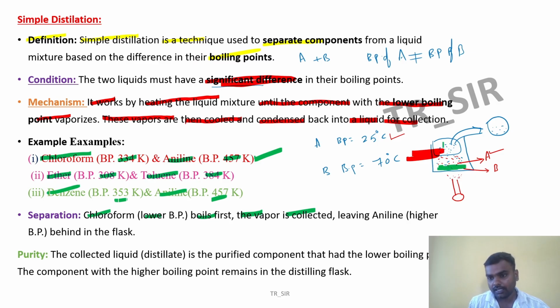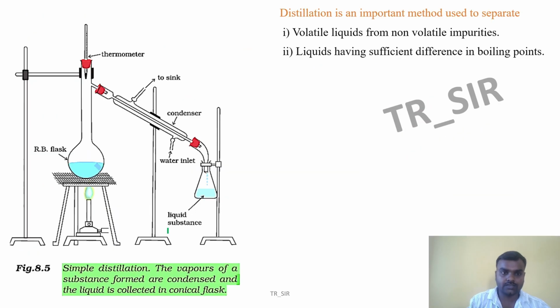That means what happened? A is separated in the form of vapor. B is separated as a liquid form. The higher boiling point liquid will be left behind in the flask itself. So now we can see how this will take place actually.